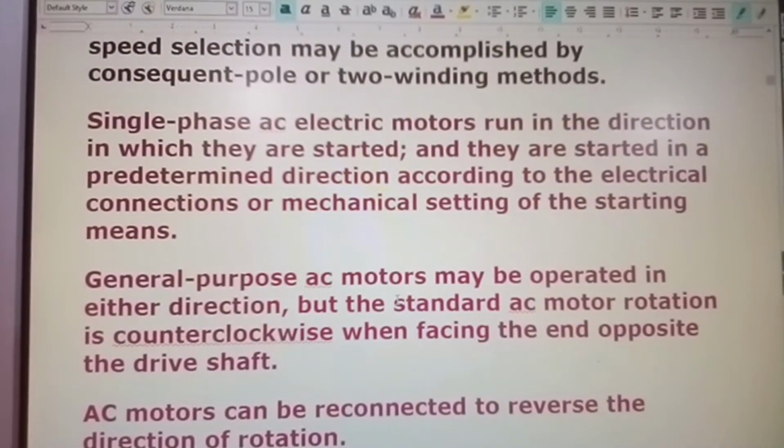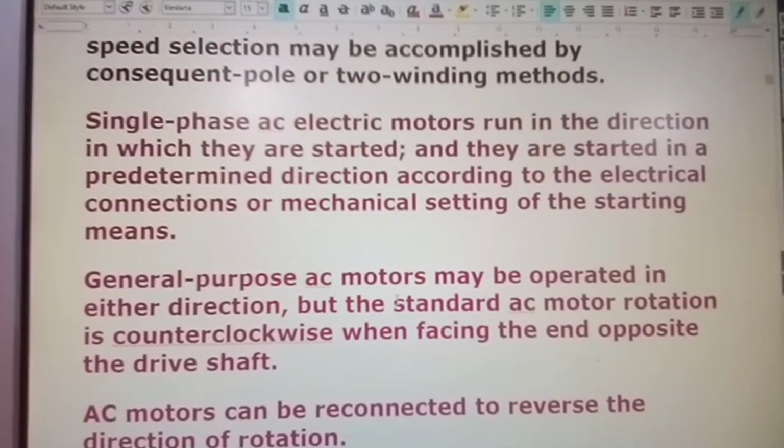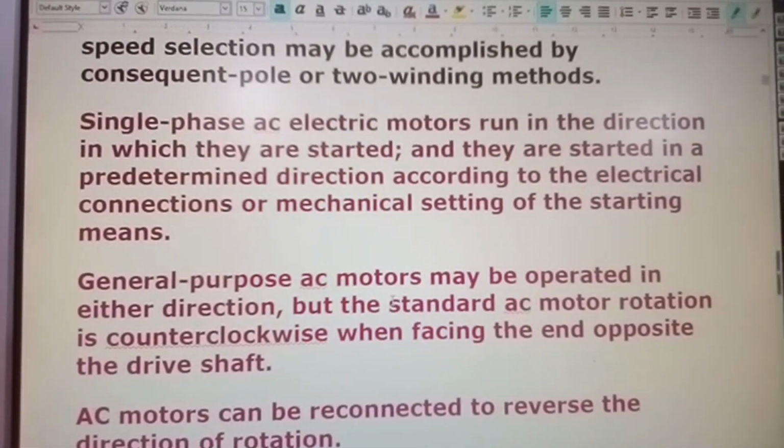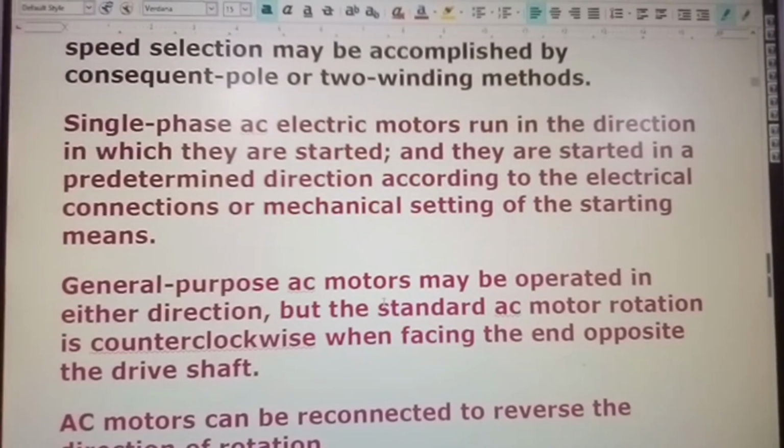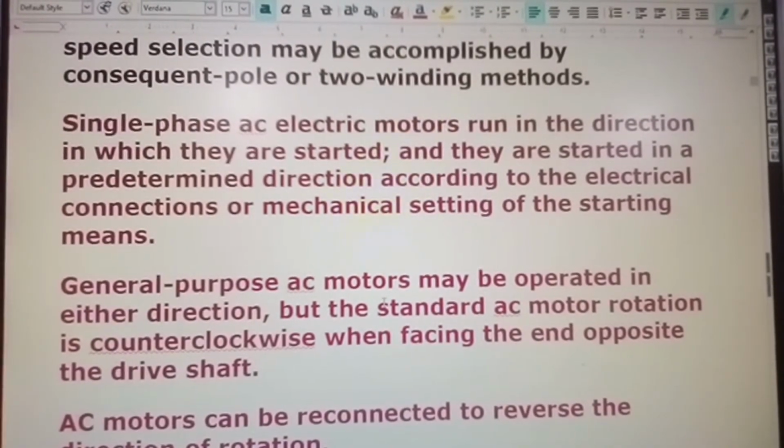AC motors can be reconnected to reverse the direction of rotation. So this is not fixed, so we can change its direction by changing the electrical connections in the control box.